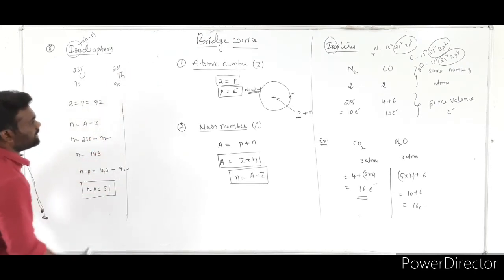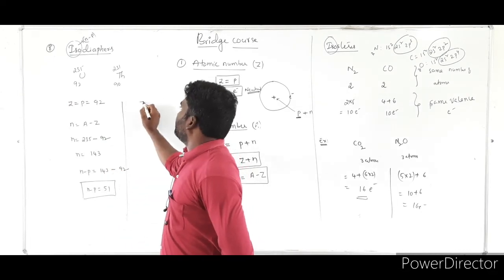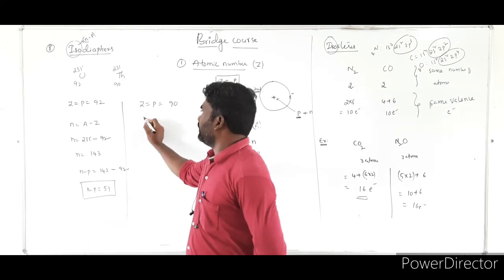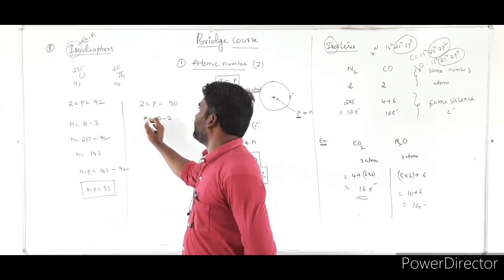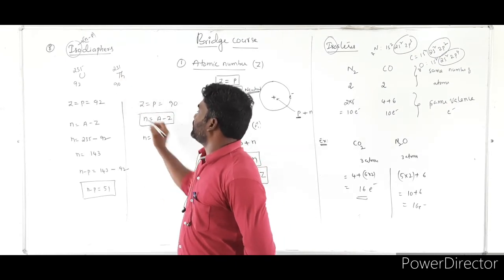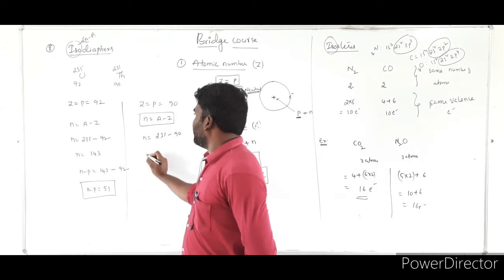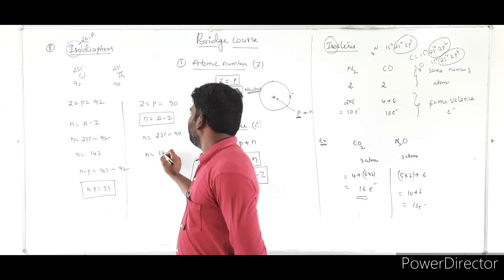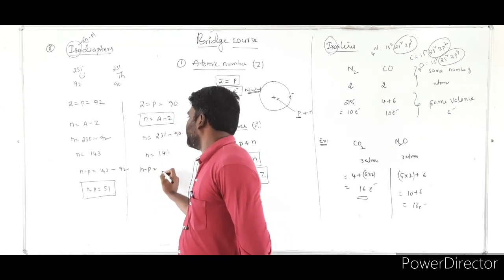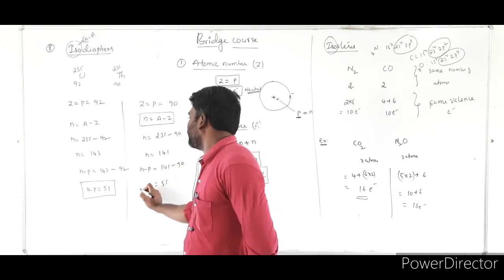We have to calculate the same thing for thorium. In the case of thorium, Z, nothing but the p value, is equal to 90. Then we have to find out n, which is equal to A minus Z. So n is equal to A, which is given as how much? 231 minus 90. So n is equal to 141. So the n minus p value we have to find out. N minus p is equal to 141 minus 90. That is equal to 51.